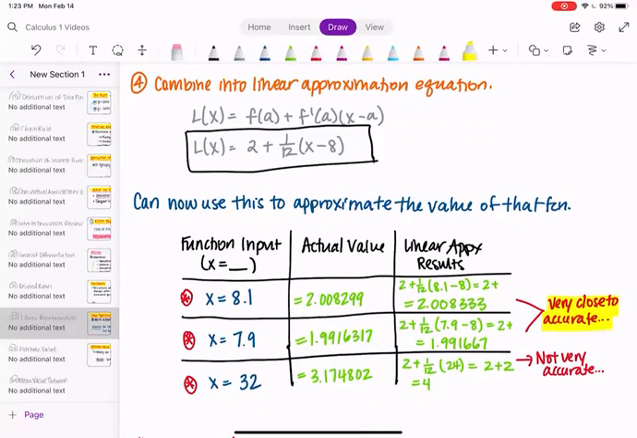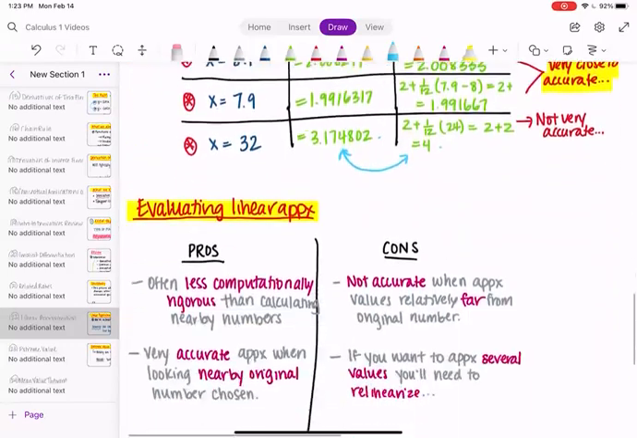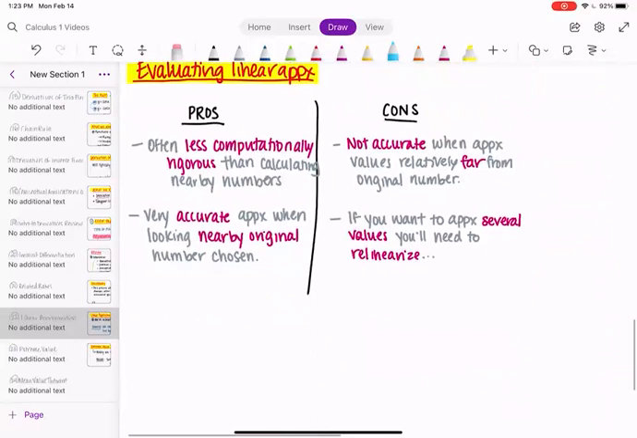Now, what happens if I plug in 32? If I plug 32 into the actual equation, I get 3.174802, right? But if I plug 32 into our linear approximation, I get 4. So you'll notice that the further you get from 8, the less accurate your linear approximation is. And that makes sense because the function's not linear, so it won't consistently be an accurate representation of the system.